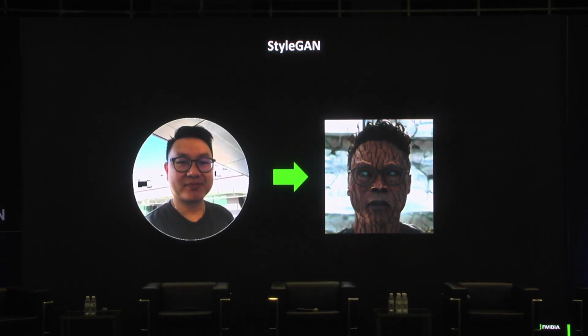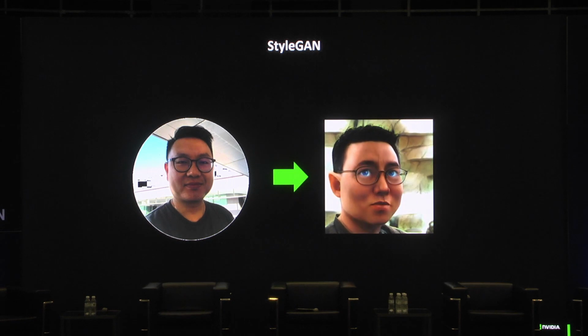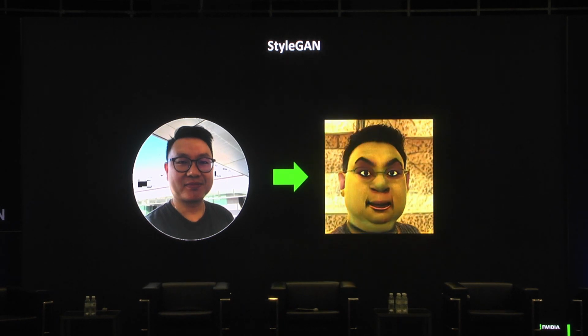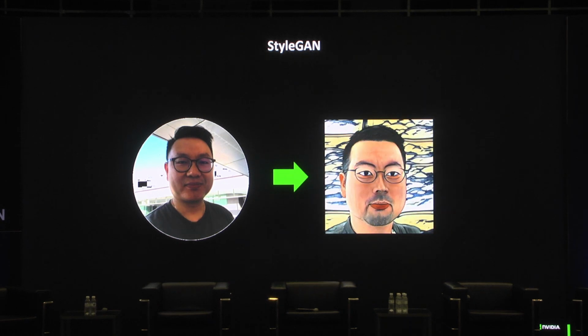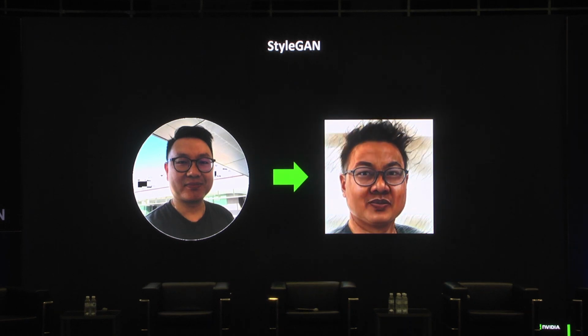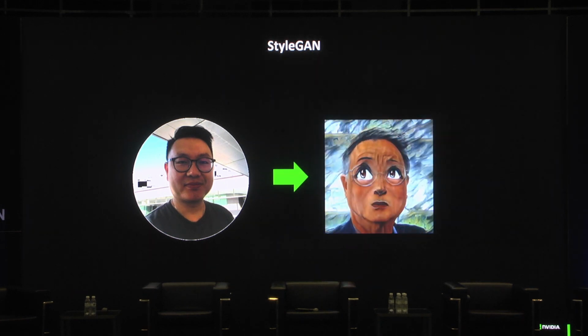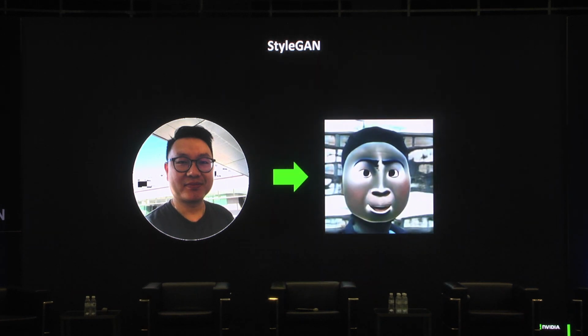Okay, next, this is a picture of myself, and I put it through this technology called StyleGAN. And as we can see, it manages to morph me into a variety of shapes, forms and styles like Homer Simpson, Shrek, some vampires and werewolves, and so on and so forth.